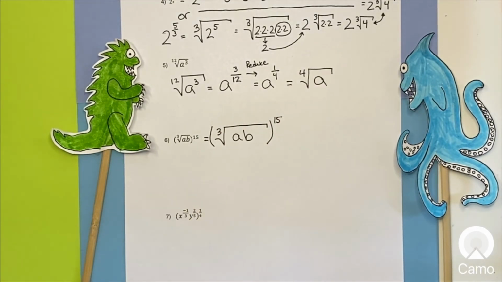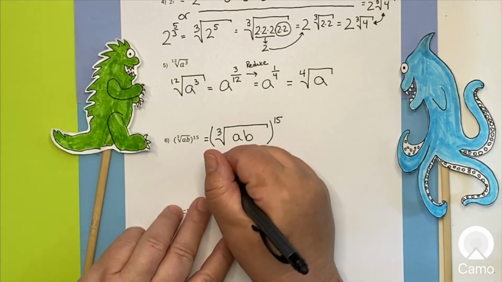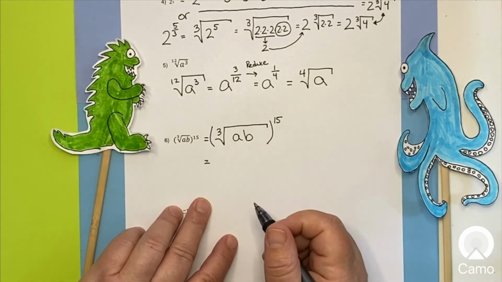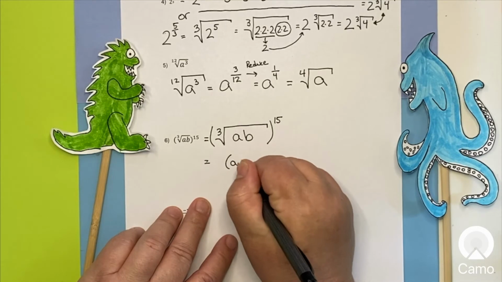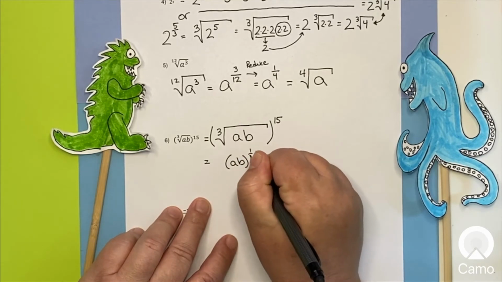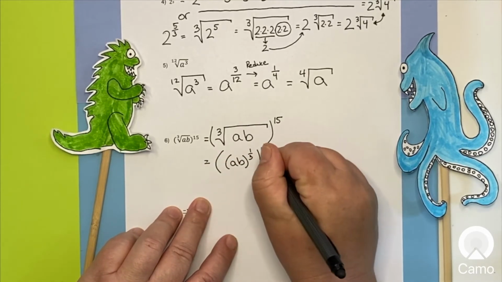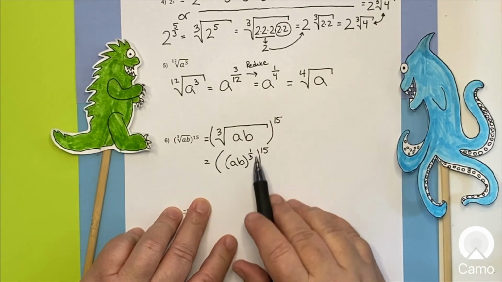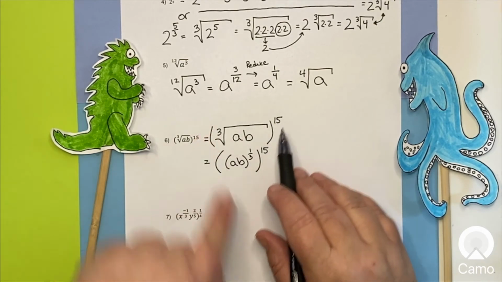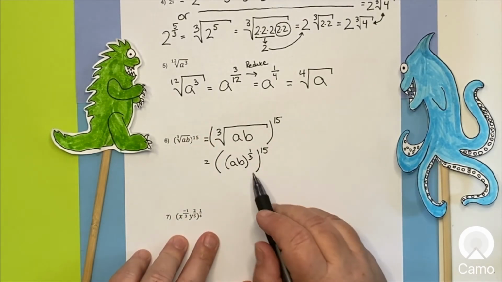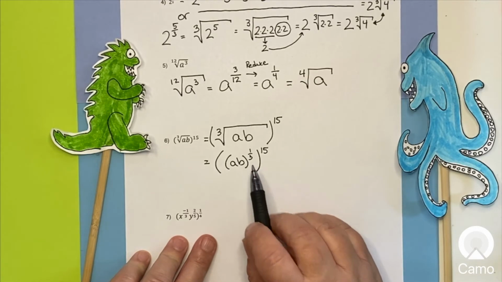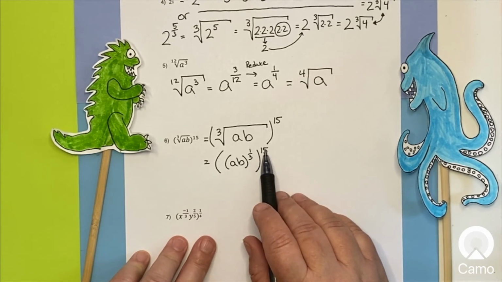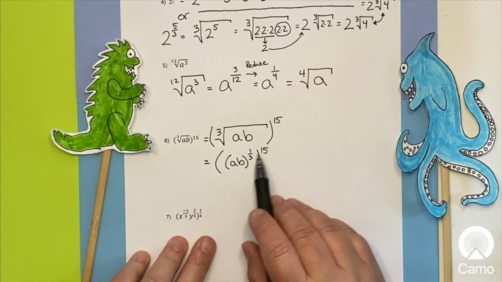Now again, we could work with this using the radical, but I'm going to recommend that a lot of people will be able to visualize it better if we consider that this is AB to the 1/3 and then to the 15th power. The cube root is the 1/3. The whole thing is to the 15th power. And so remember that the rule of exponents is that if you've got an exponent inside and an exponent outside, you multiply.